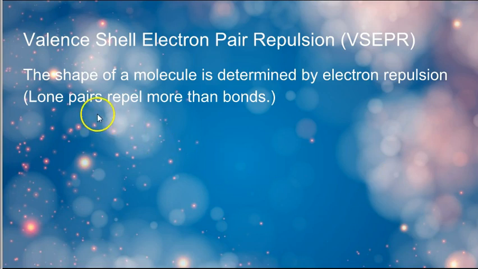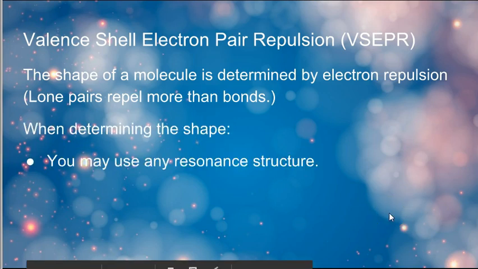And just as a side note, lone pairs repel more than bonds, and this is because they take up more space. The electron clouds are a little bit less dense when they're just lone pairs because there's no other nucleus that they're pulled towards, and so they just kind of hang out in this electron cloud.